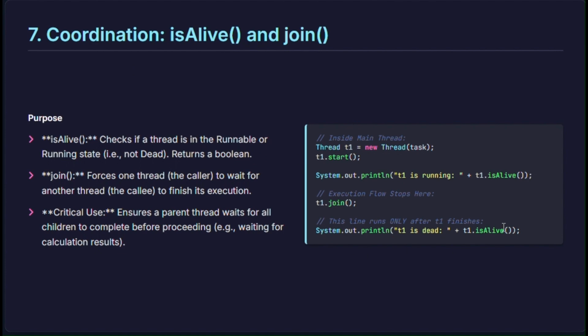In this code snippet, we start T1, then we call T1.join. The first isAlive prints true. Then when we call the join method, the main thread is now blocked. The second println statement prints T1 is dead, only after T1 finishes its entire job. This ensures sequential execution when necessary, often used for aggregating results.